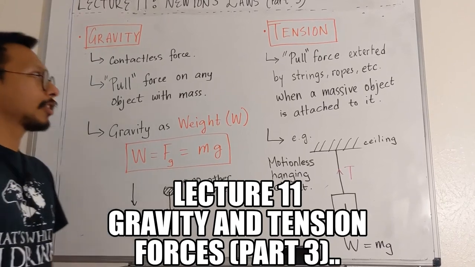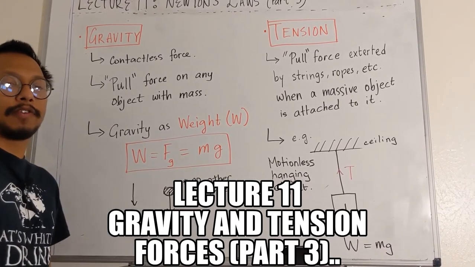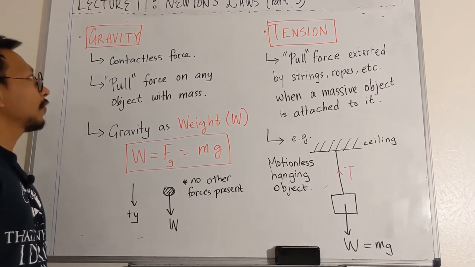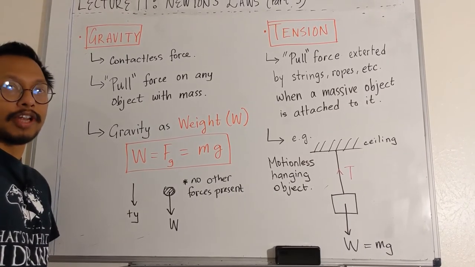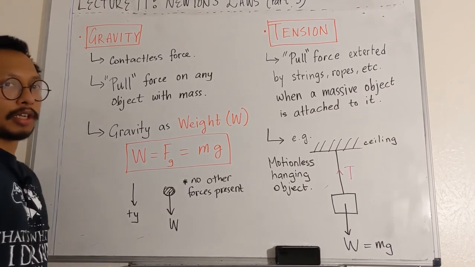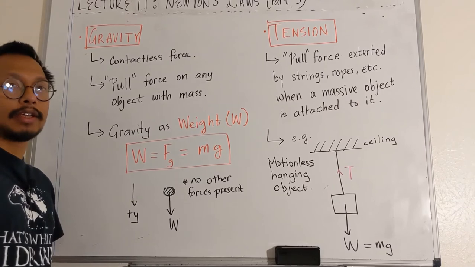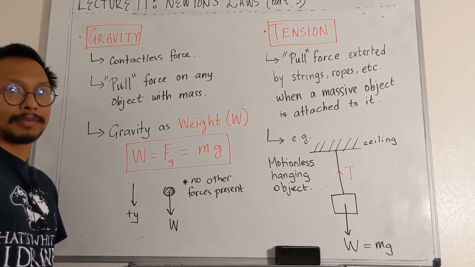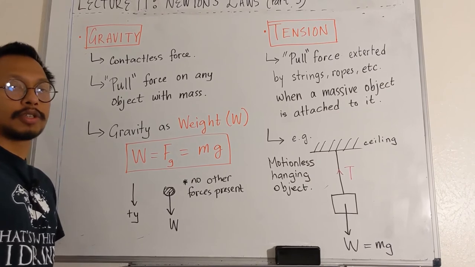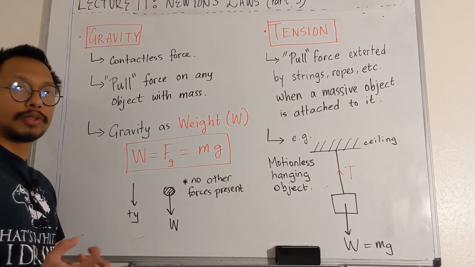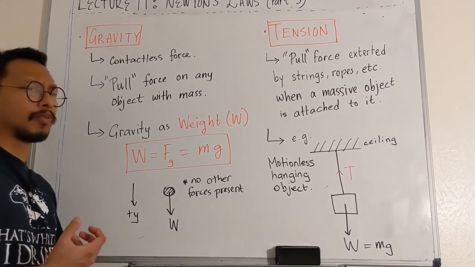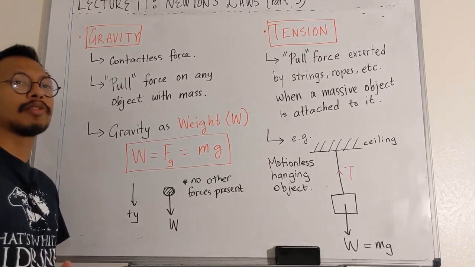Hi, in this lecture we are going to investigate some of the different kinds of forces that we will be studying in this course. First of all, let's reintroduce ourselves to gravity. Gravity, as we know, is a contactless force acting on any object which has mass. This is a pull kind of force, which means it pulls other masses. So gravity is a force that exists between any two masses, anything which is massive.